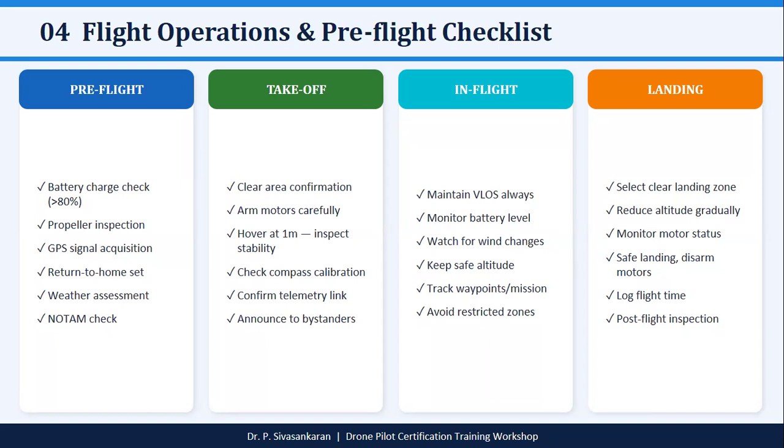While in flight, maintain visual contact with the drone, monitor the battery status, and avoid restricted airspace. During landing, select a safe landing zone, descend gradually, and perform the post-flight inspection. These operations have to be carried out with a structured checklist, which greatly reduces operational risk.